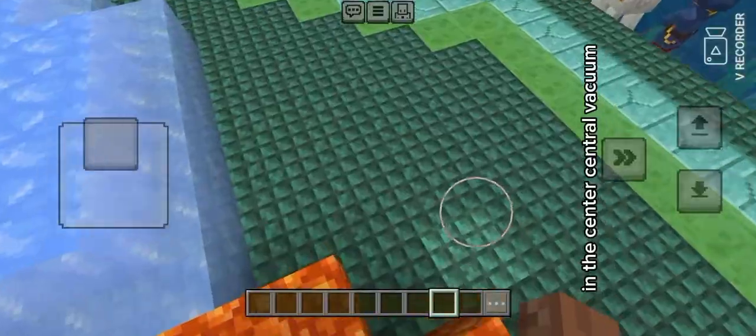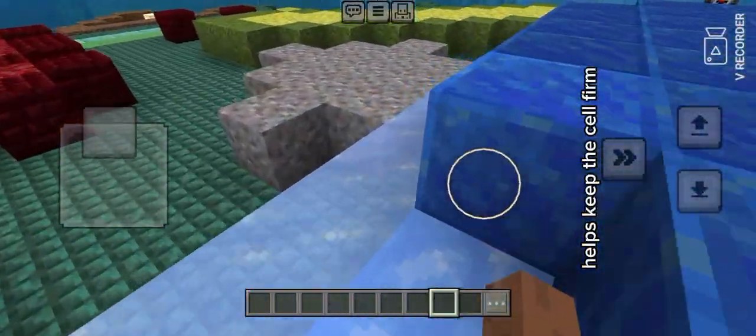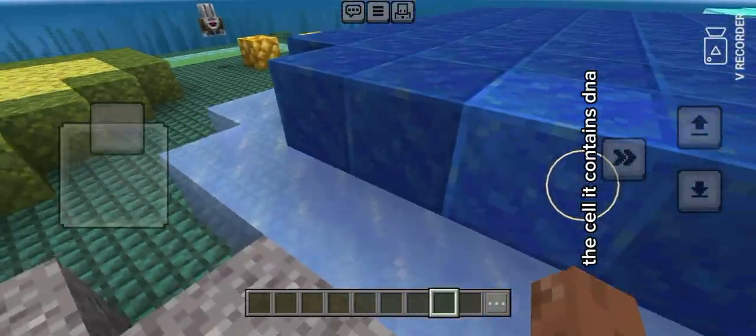Large blue structure in the center. Central vacuole. Stores water and nutrients. Helps keep the cell firm. Large orange structure. Nucleus. It is the control center of the cell. It contains DNA.